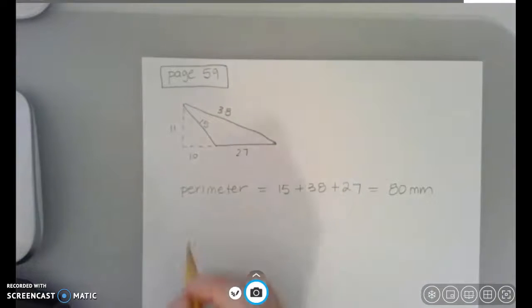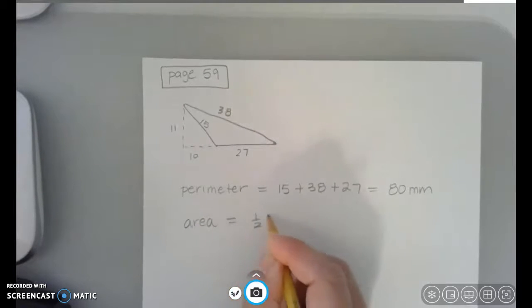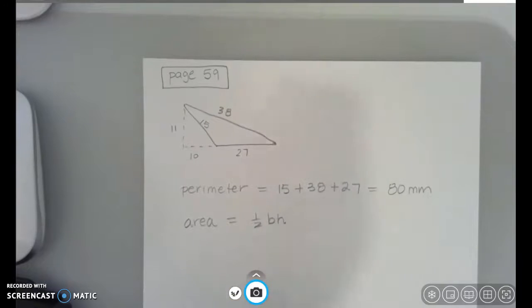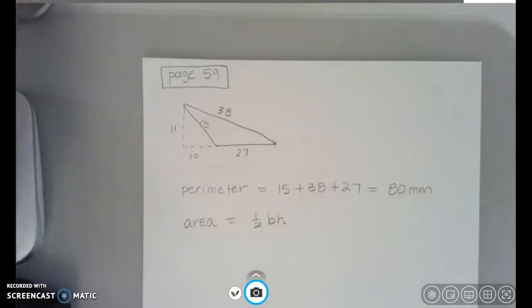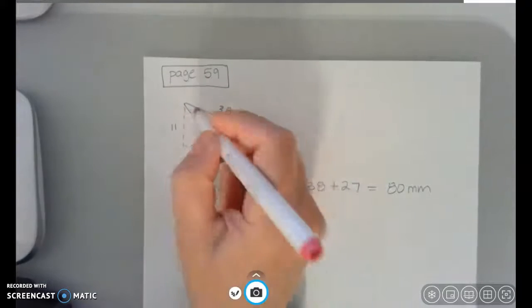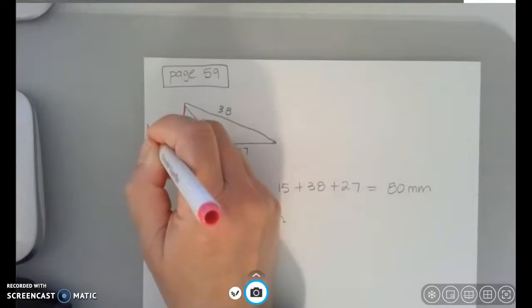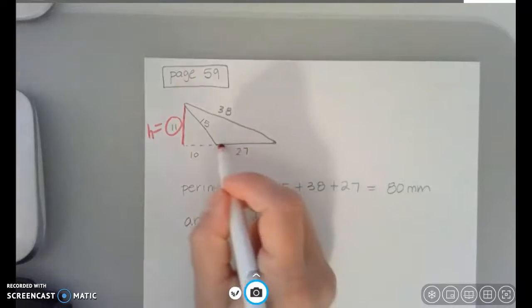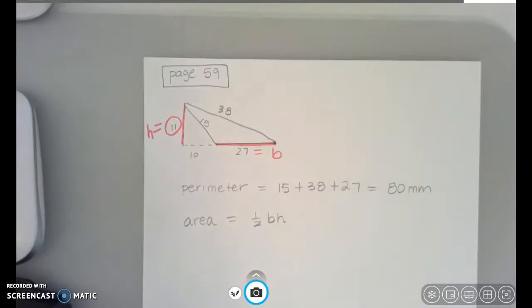For the area, we always use 1/2 the base times the height. Now in this particular triangle, that's a little bit different because the height sits outside of the triangle. The height of this is actually going to be the 11 here. This is the height. And then the base is this part, the 27.